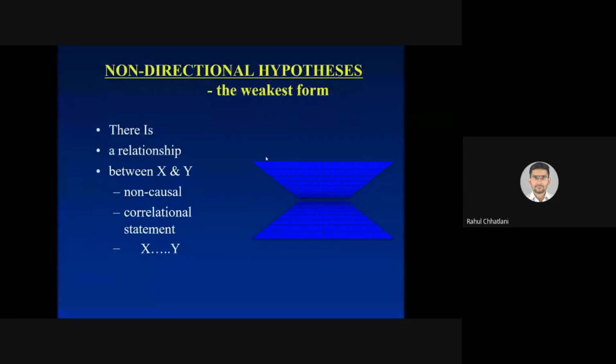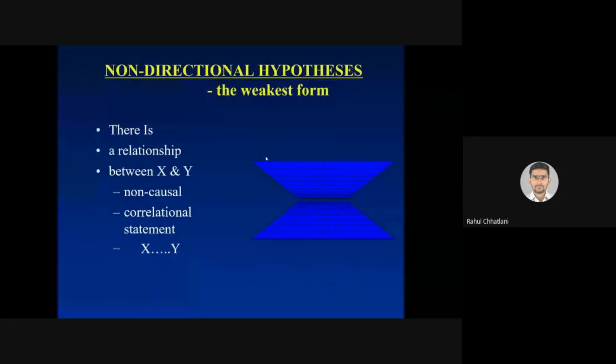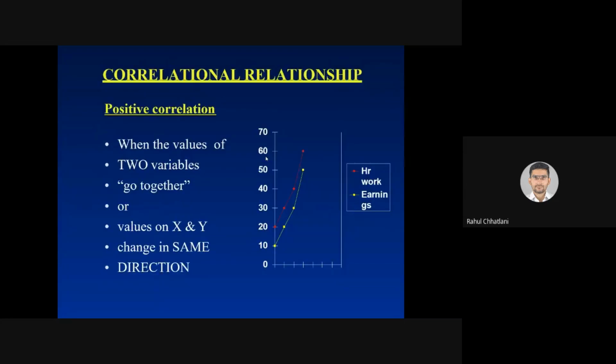Non-directional hypothesis, or we can say no directional hypothesis, is a relation between x and y, a non-causal correlational statement. Effect of x on y directly, nothing else. Whether with increase it will increase or with decrease it will decrease, or the opposite, is not needed. That is non-directional, the weakest form. Correlational relation: as we were discussing, you have two variables and you try to see whether there is a link between the two.